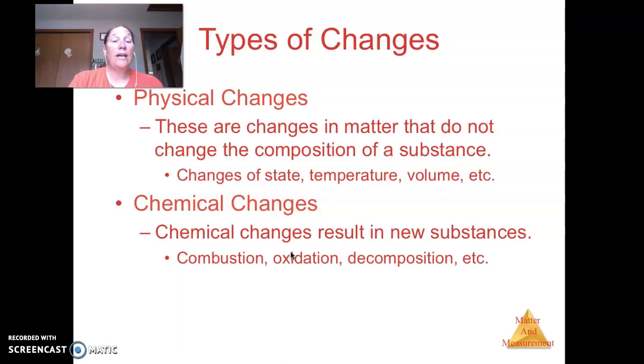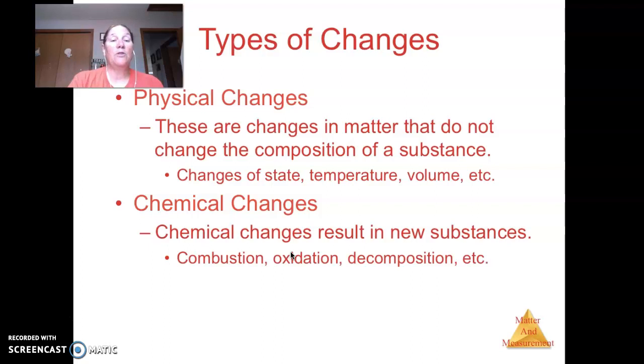Okay. If you take a log, it's summertime and you're having your campfire and you throw a log on there, and when you're all done burning that log, if you've done a good job, you're not going to have anything left but ashes. Those ashes are a different substance now. Okay. So if you start with and end with different substances, you know it's a chemical change.